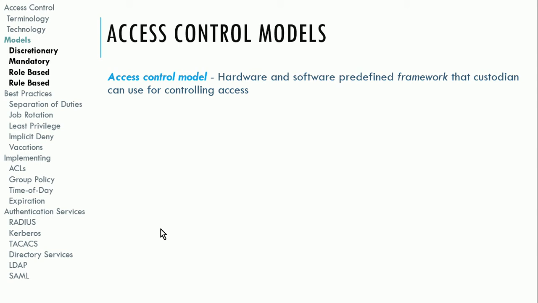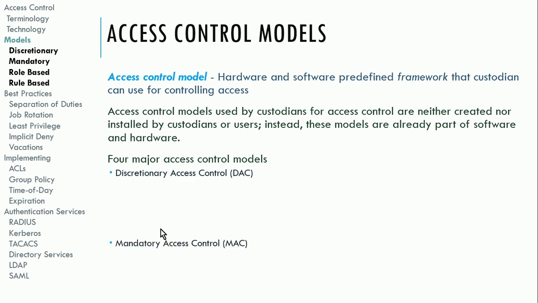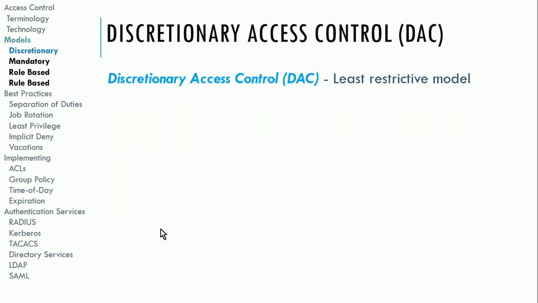So let's talk about these different access control models. There are 4 of them, but basically an access control model is the hardware and software and the framework that a custodian can use for controlling access, or setting up that framework for access control. Access control models used by custodians are neither created nor installed by custodians or users. Instead, these models are already part of the software and the hardware. So the 4 major models that we have available to us are discretionary access control, mandatory access control, role-based, and rule-based access control. Let's talk about discretionary first.